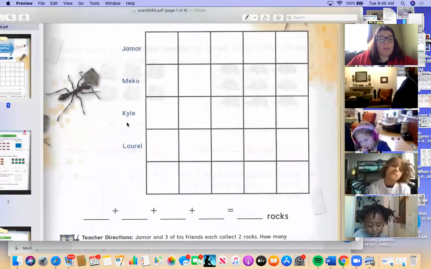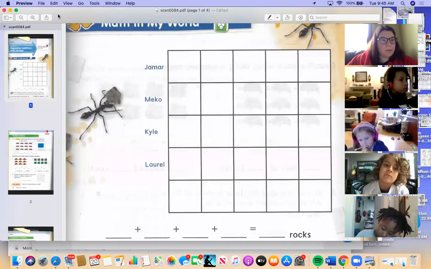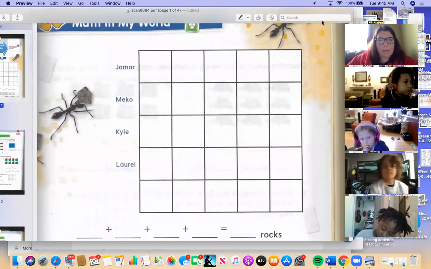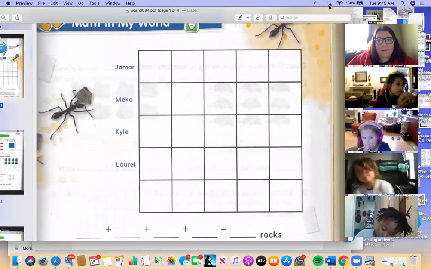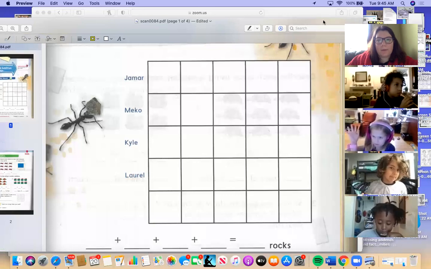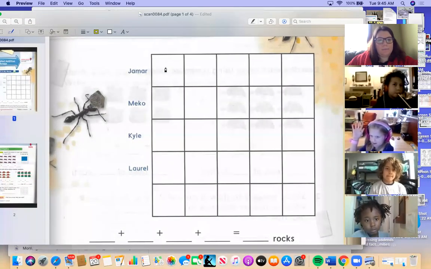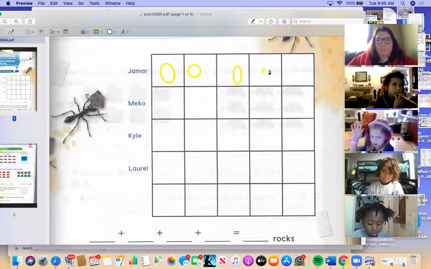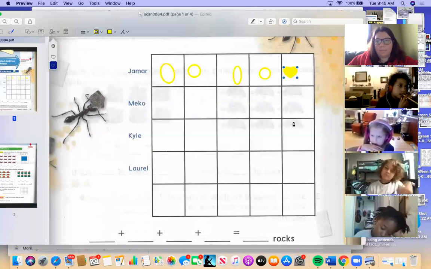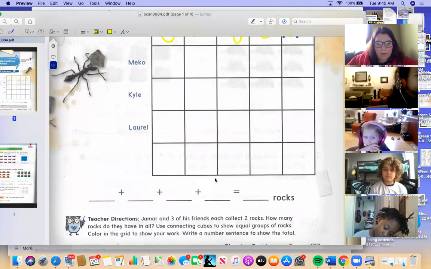It says Jamar and 3 of his friends collect rocks. Let's see, where's my pen? Sorry. Stuff gets in the way. There we go. So they've got some rocks. Yes? Oh, look, it made a heart. No, you can just watch for now.